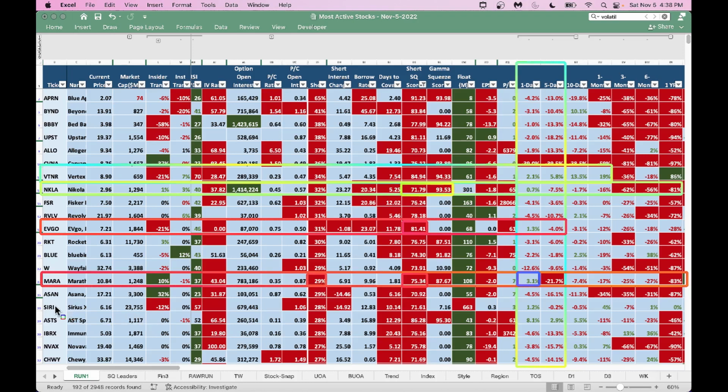And we got two more here. We got Sirius and ASTS. Look, they're both going higher. And also look at the short squeeze score here. It looks like ASTS has a high short squeeze score, 86 here, and a nice and high gamma squeeze score. So you can take a look at these here.